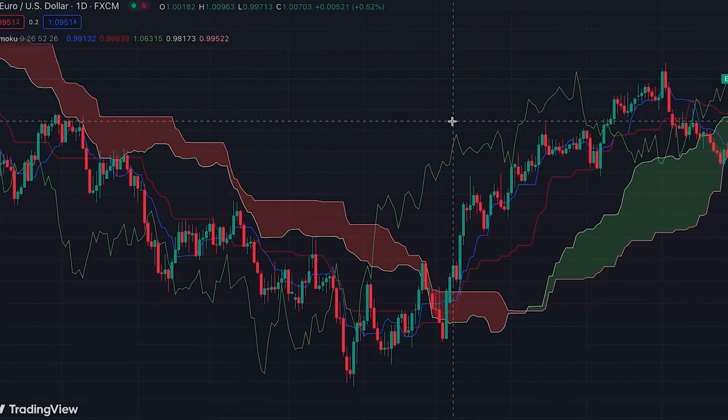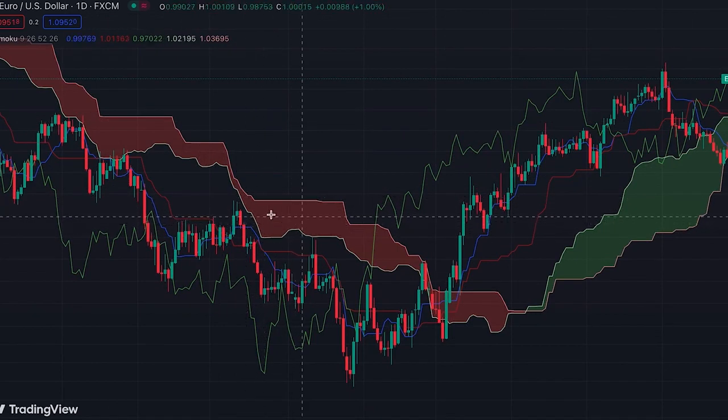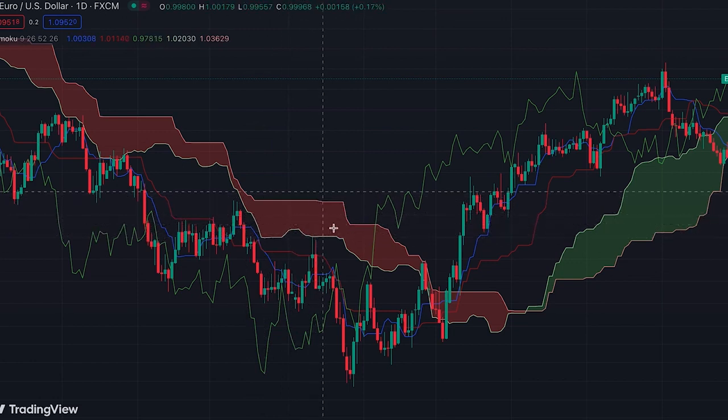And on the other hand, when leading span A, the green line, is below the red line, actually the cloud is red and the green line is falling and moving further away from the red line. This shows that the downside momentum is increasing and the downtrend is gaining strength.